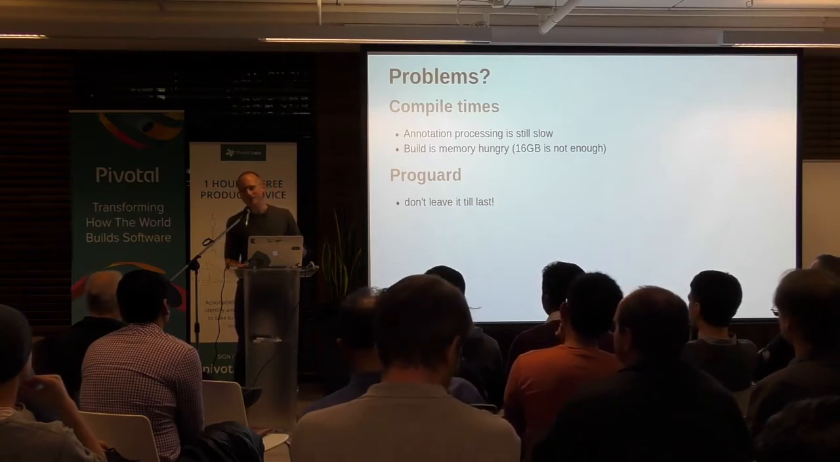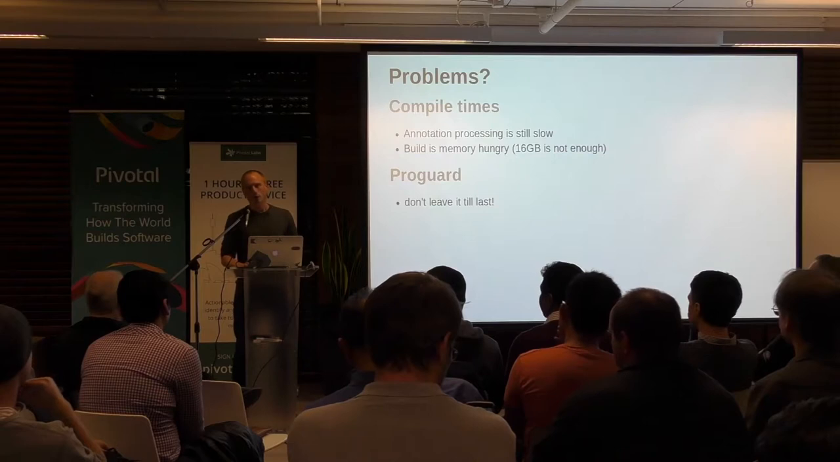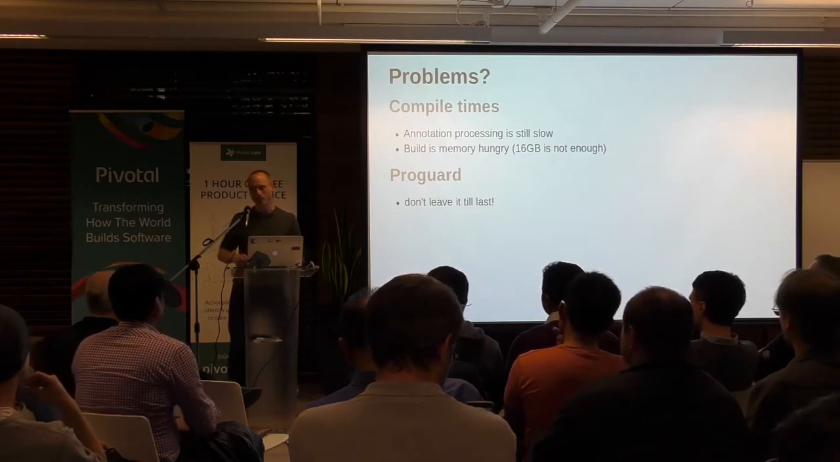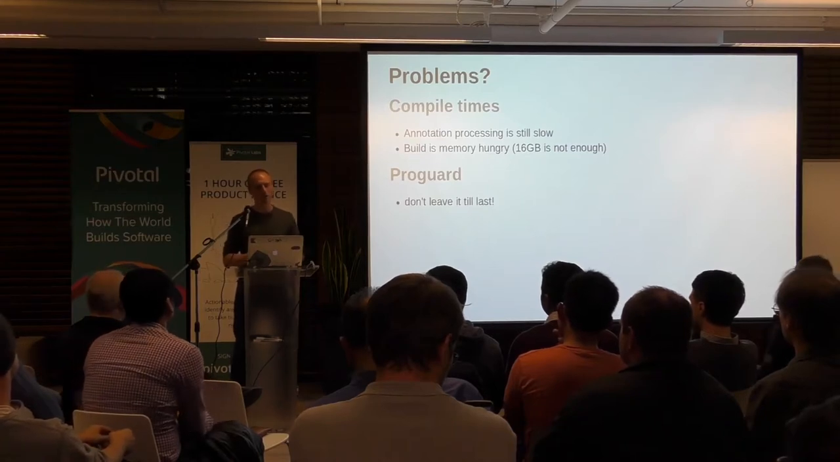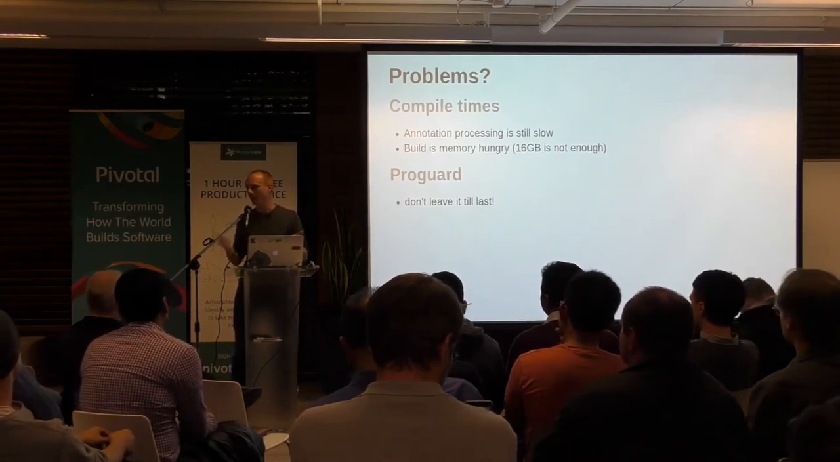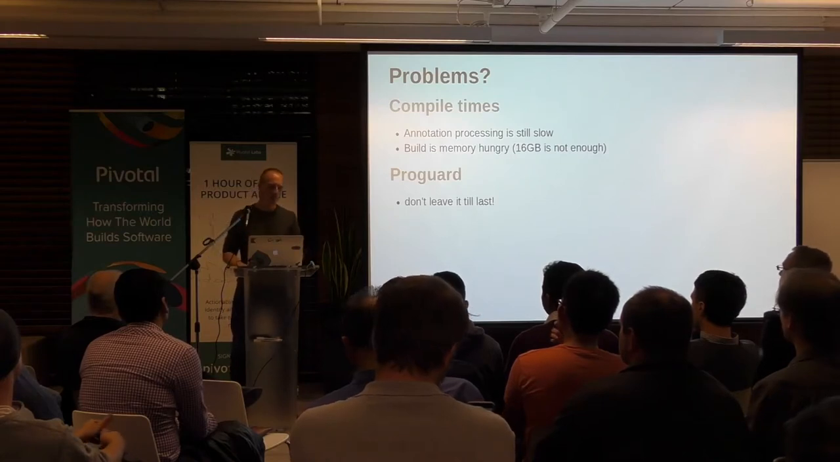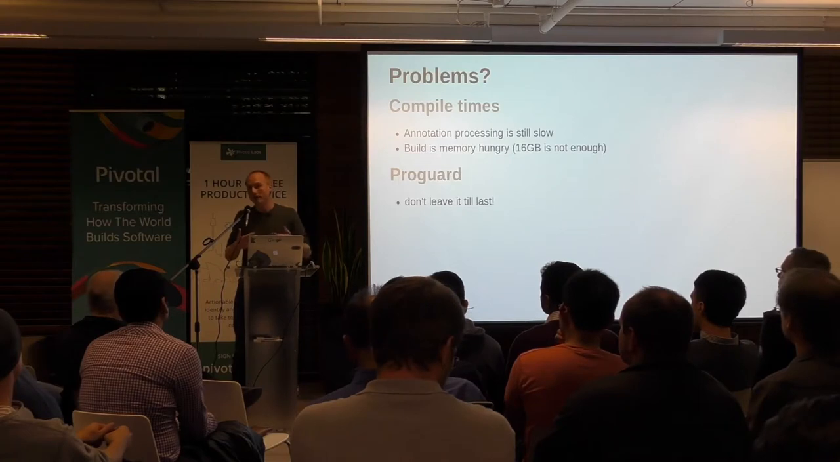Last thing, ProGuard can be tricky. Don't leave it until last. Kotlin generates these synthetic properties with references inside of the bytecode. And then ProGuard happily strips them out, and then everything gets confused. So you sometimes have to deal with code that you didn't write that's just generated behind the scenes, but it gets stripped out by ProGuard.